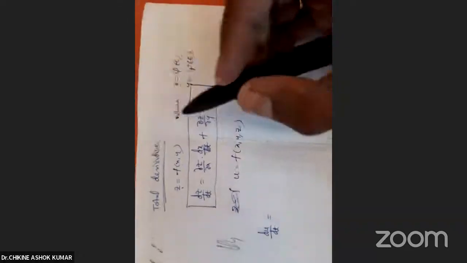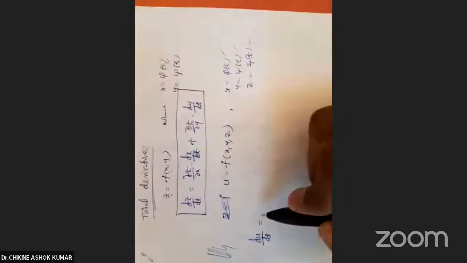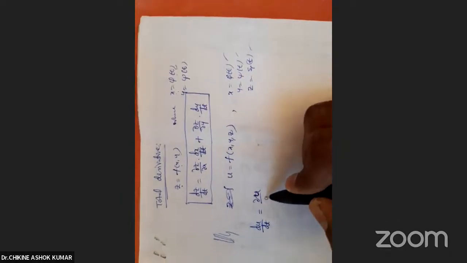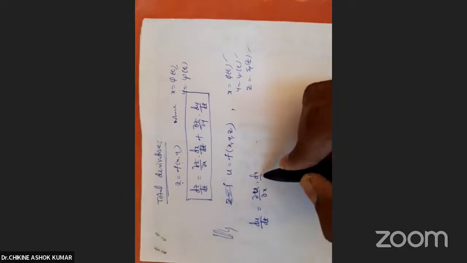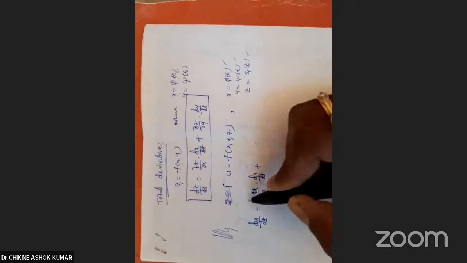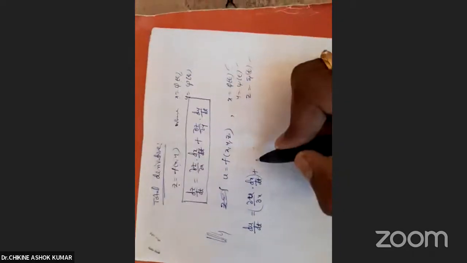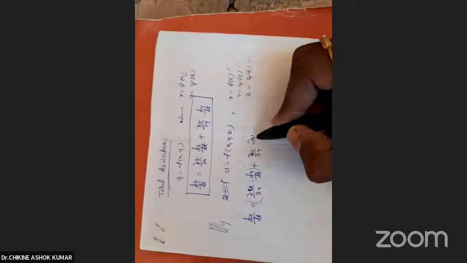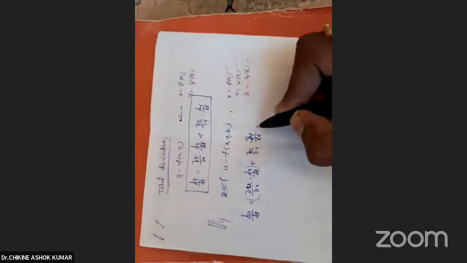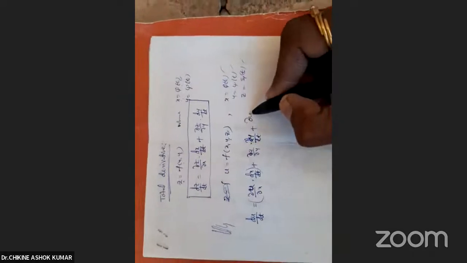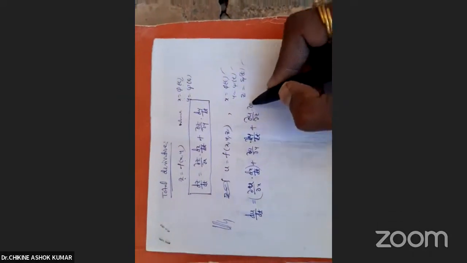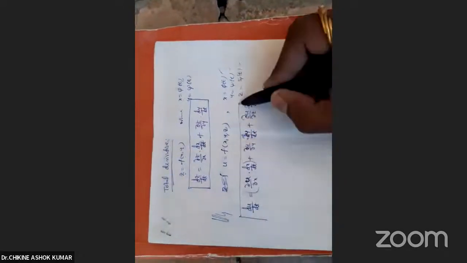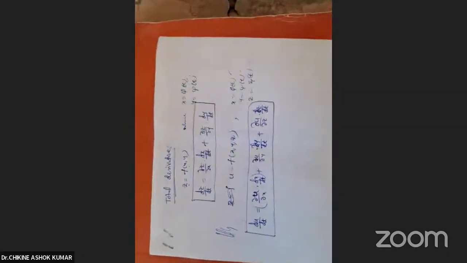Yes, it will be dou u by dou x into dx by dt, plus dou u by dou y into dy by dt, plus dou u by dou z into dz by dt. So du by dt is the total derivative. Yes, sir. This is the total derivative concept. Okay?